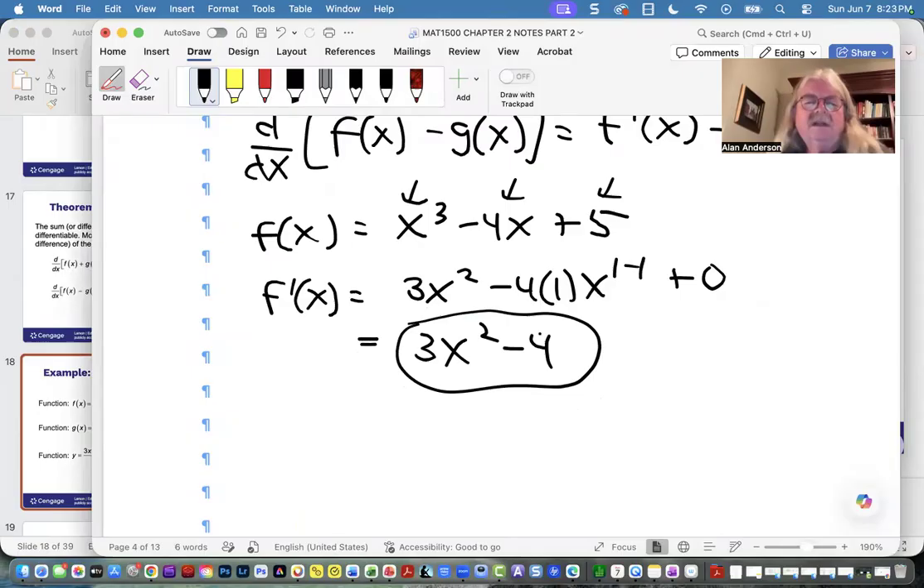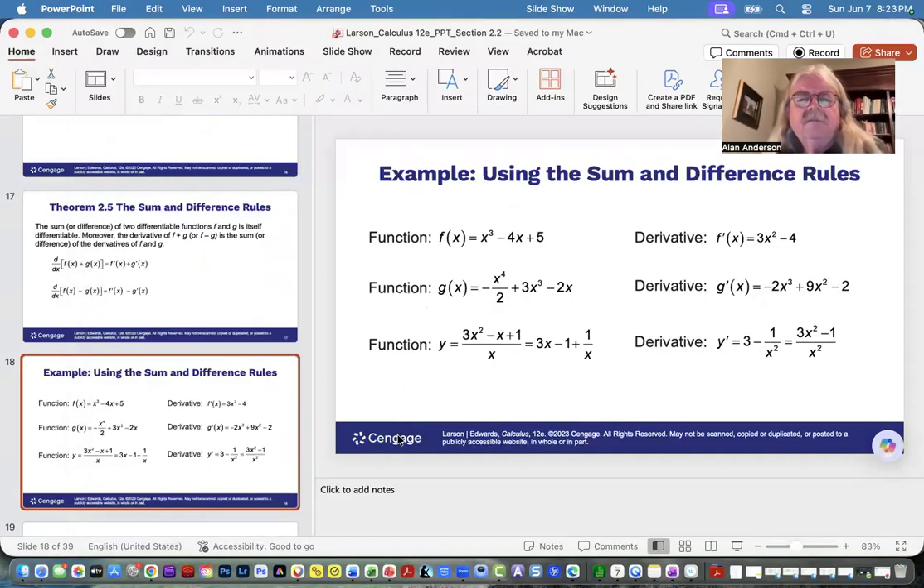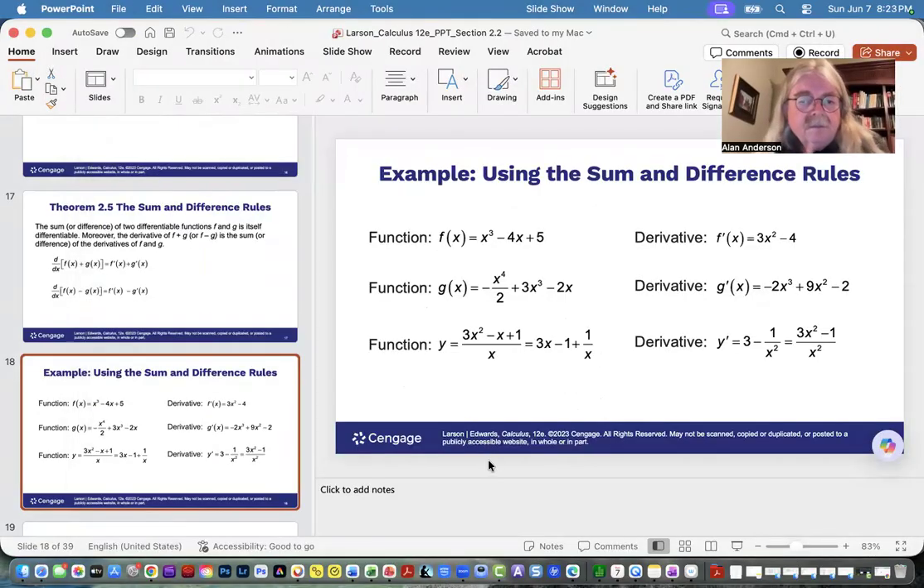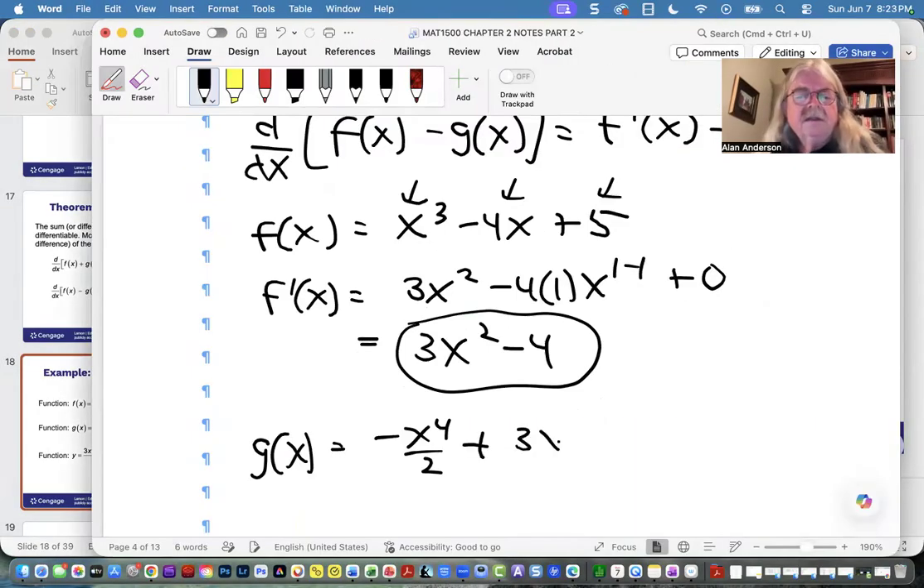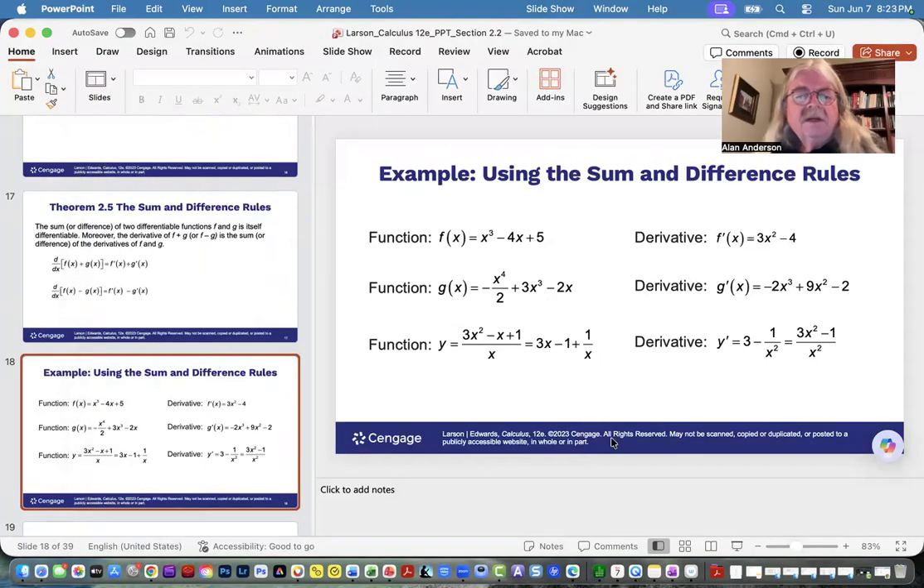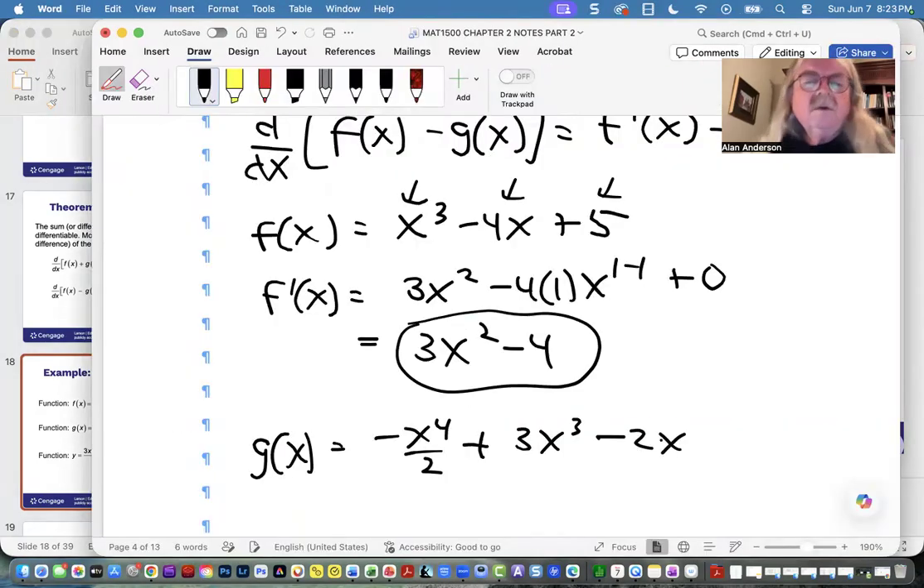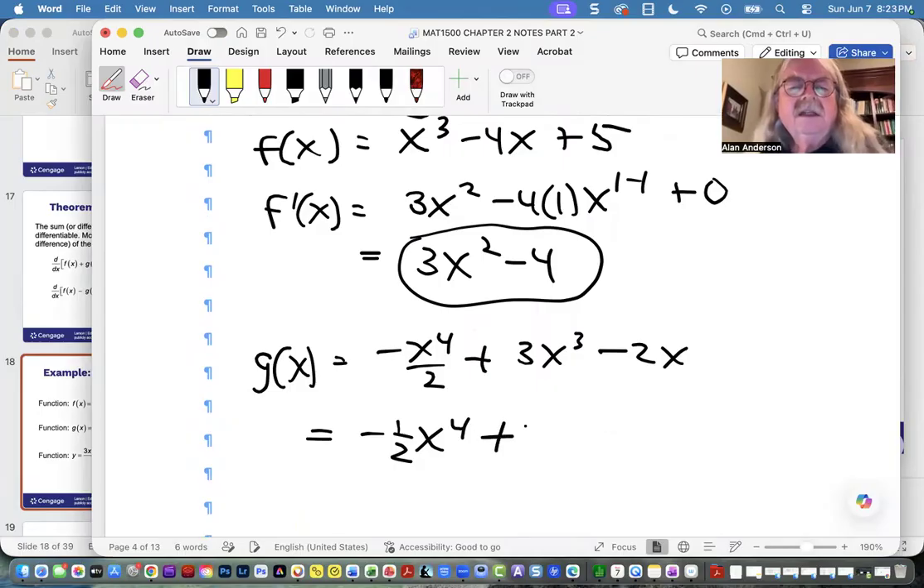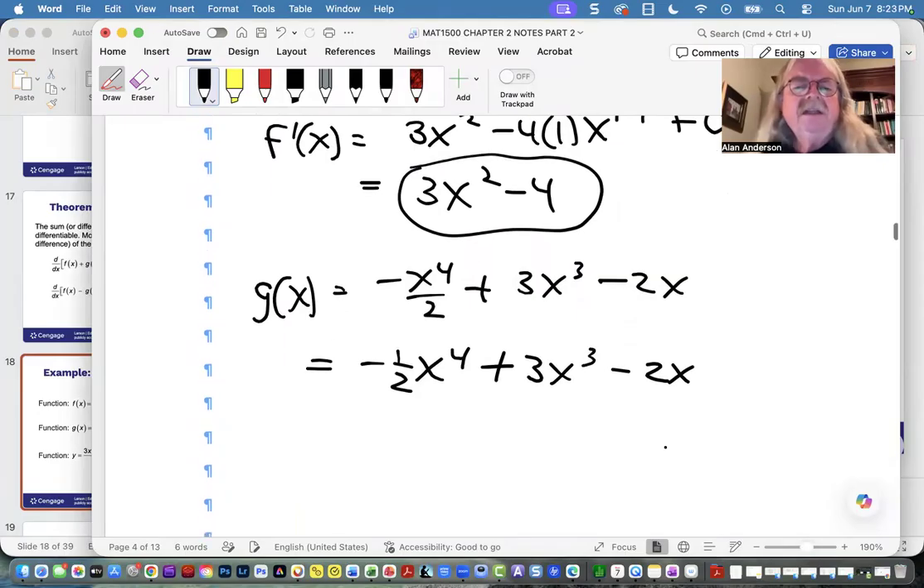What about this one? Minus x to the fourth over 2 plus 3x cubed minus 2x. So we'll do the same thing here. First, let me just quickly rewrite this as minus 1/2 to make it easier to see what you're supposed to do. And then we apply the combined constant and power rule.